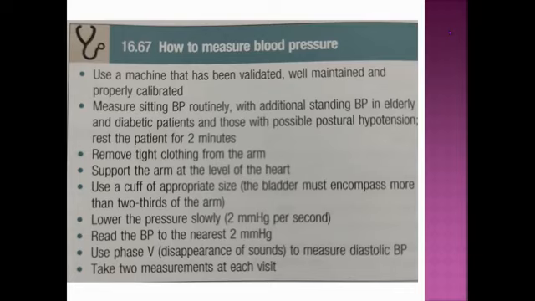Lower the blood pressure very slowly, 2 millimeters per second. Read the BP to the nearest 2 millimeters of mercury. Use phase 5, disappearance of sounds, to measure the diastolic BP. Take 2 measurements at each visit.